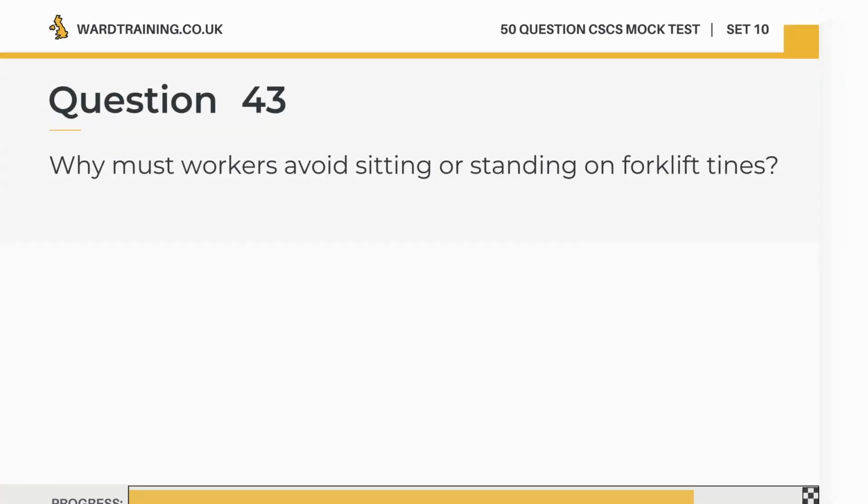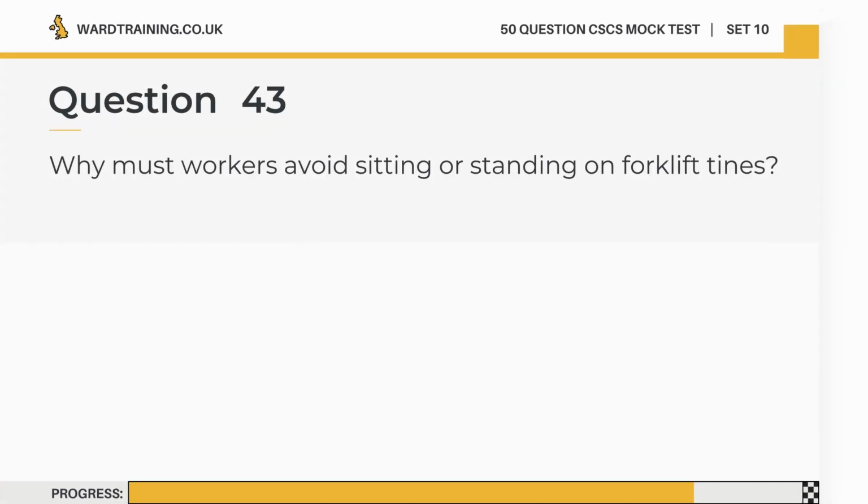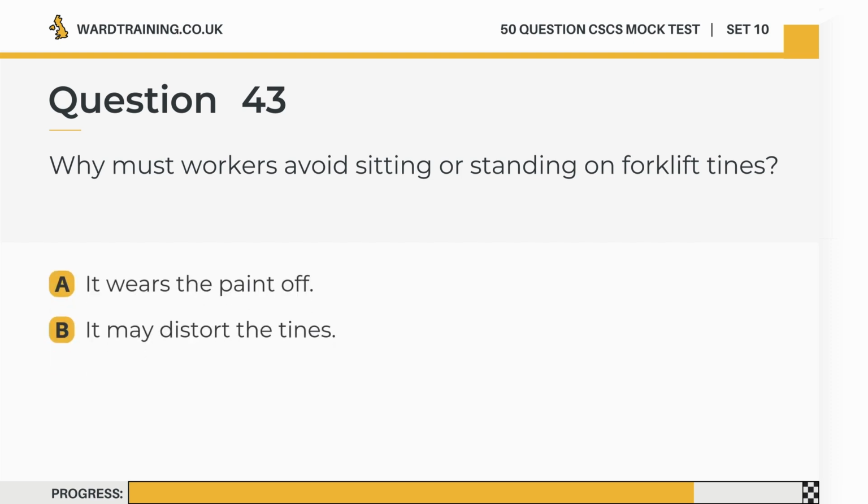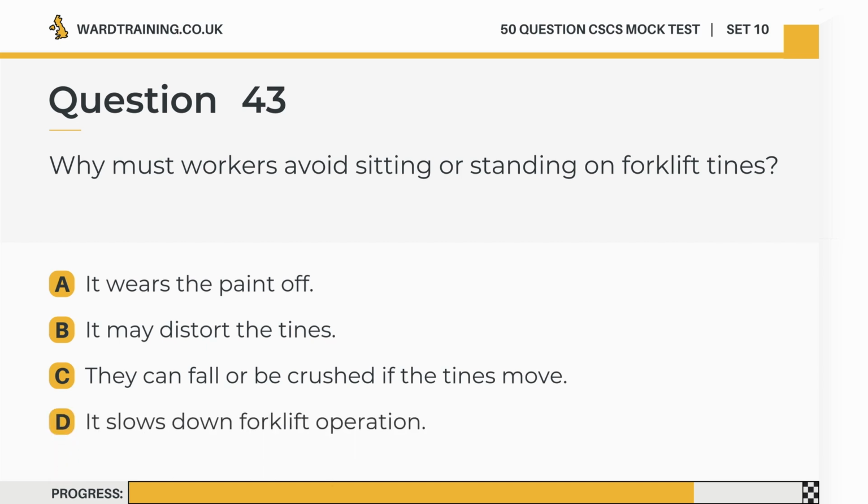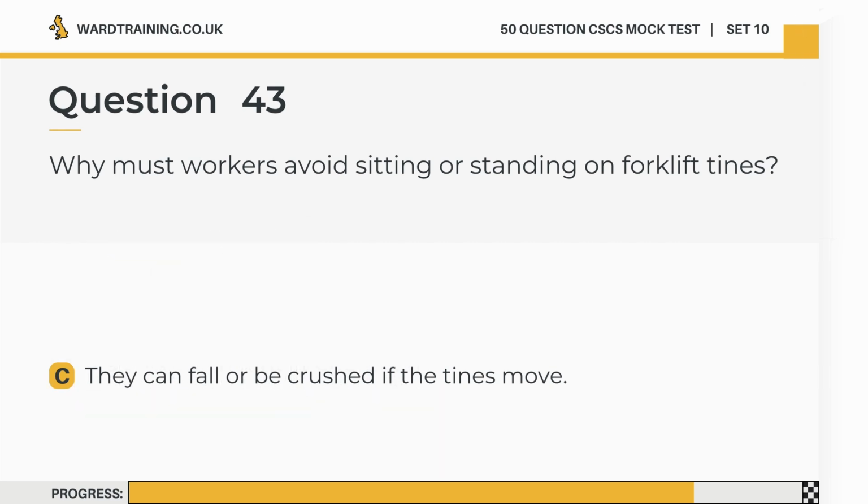Question 43. Why must workers avoid sitting or standing on forklift tines? A. It wears the paint off. B. It may distort the tines. C. They can fall or be crushed if the tines move. D. It slows down forklift operation. The correct answer is C. They can fall or be crushed if the tines move.